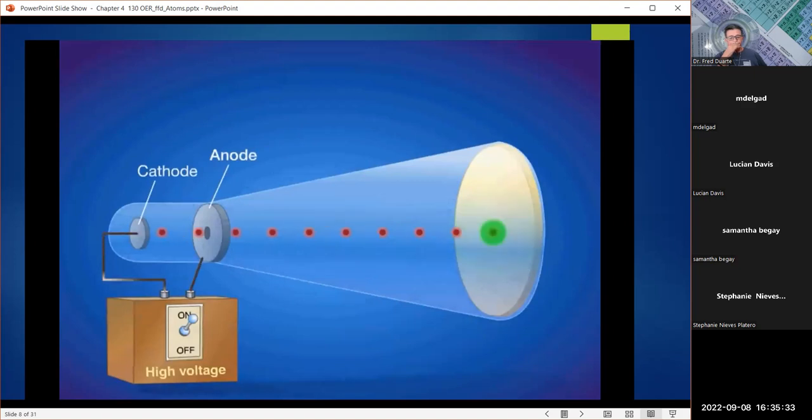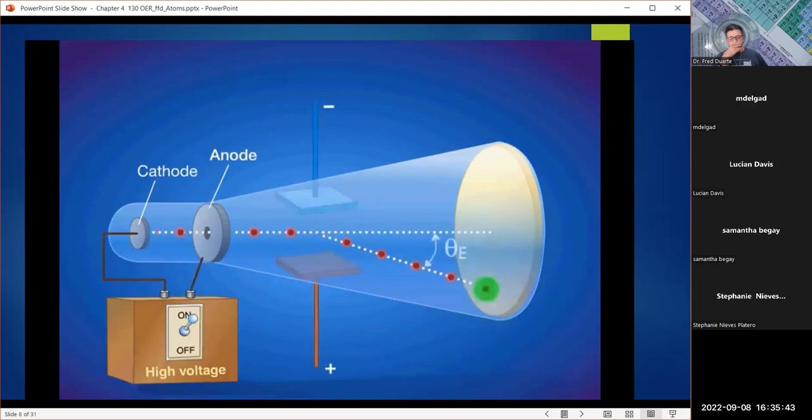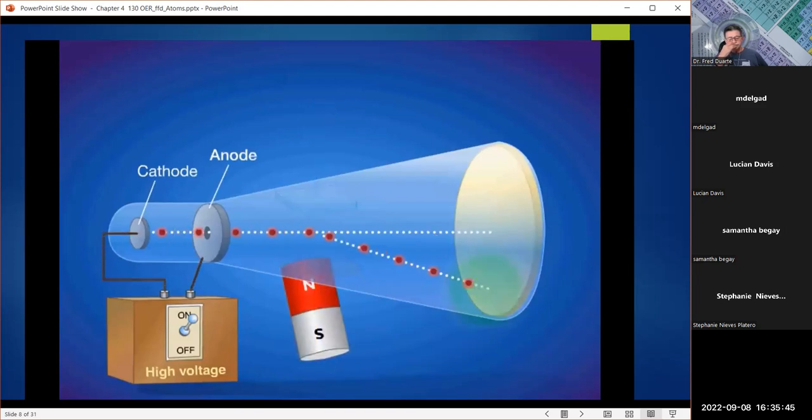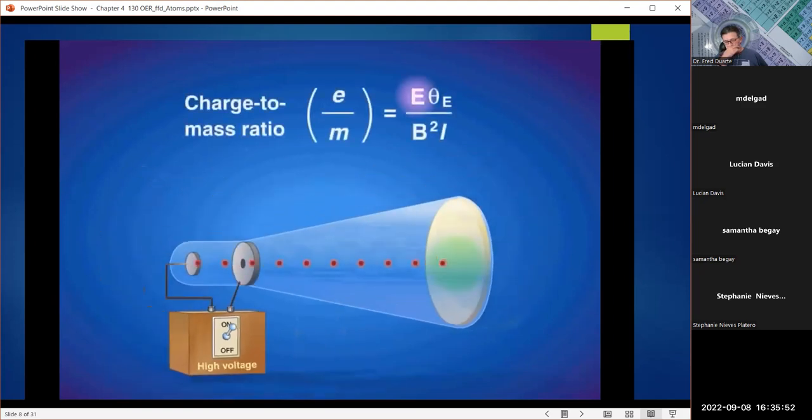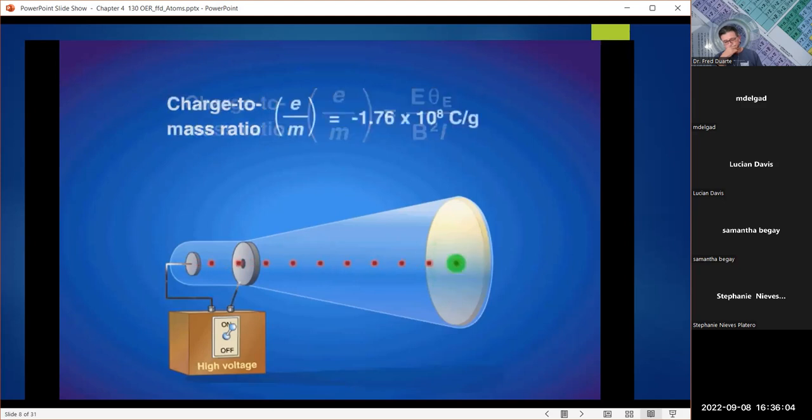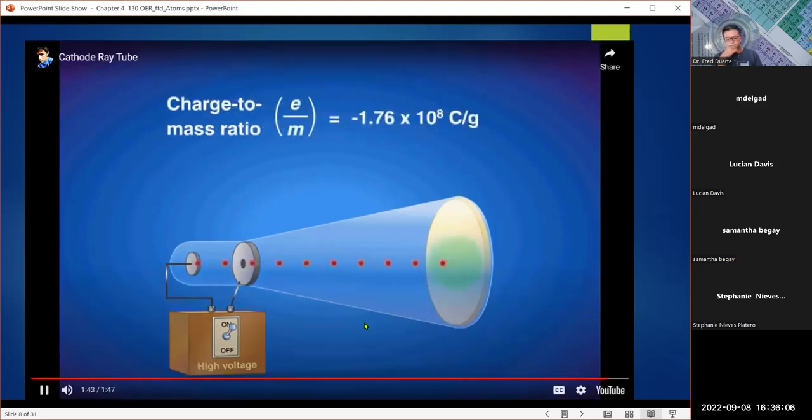In 1897, J.J. Thomson, an English physicist, determined the charge-to-mass ratio of an electron. He adjusted the electric field so that the electrostatic deflection, theta E, was the same as the magnetic deflection, theta B, and was able to calculate the charge-to-mass ratio of an electron using the following equation, where E is the applied electric field, theta is the angle of deflection, B is the applied magnetic field, and L is the distance traveled by the cathode rays. Thomson determined the charge-to-mass ratio of an electron to be negative 1.76.